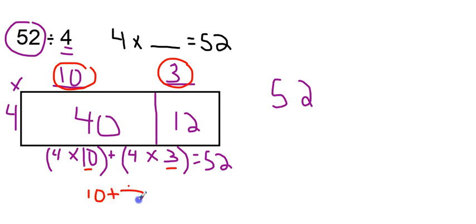So 10 plus 3 equals 13. And we have successfully solved this problem. So 4 times 13 equals 52, which would mean 52 divided by 4 equals 13. And that is how we use the distributive property.